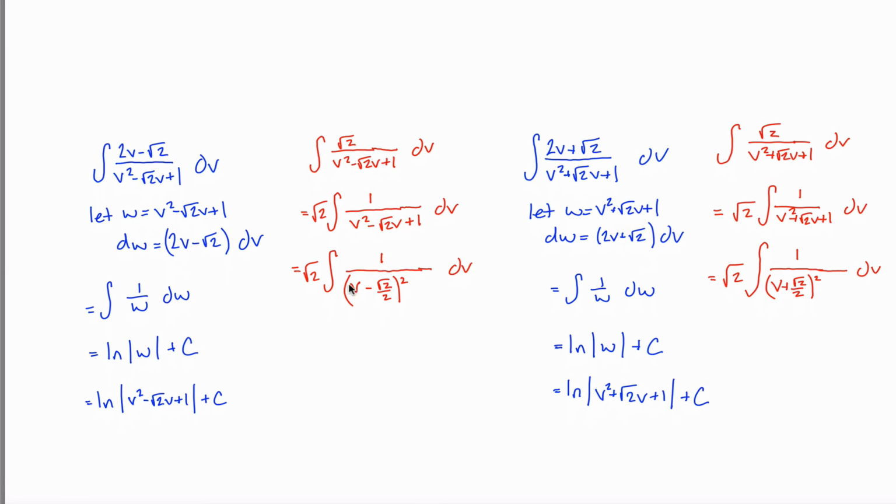Oh, because you'd have to FOIL, and v times v would give me v squared, and the O and the I in FOIL would get me this negative root 2v. Yeah, I guess that checks out. And the L in FOIL, negative root 2 over 2 times negative root 2 over 2 would be positive. Wait, no, that wouldn't be positive 1. Shoot, that would be positive 1/2.